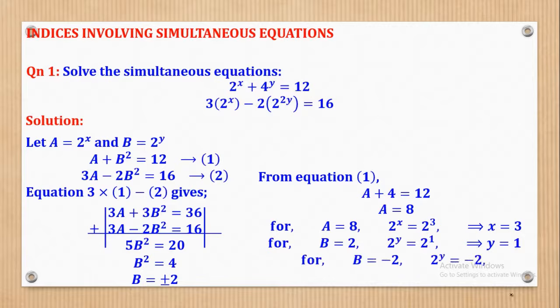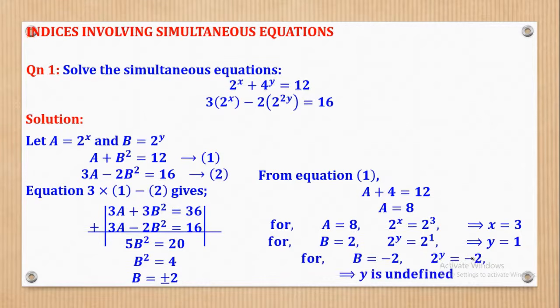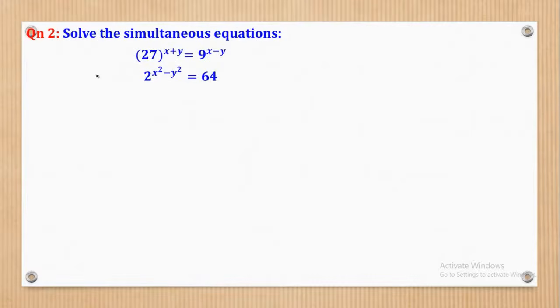What about for b equal to -2? For b equal to -2, you come up with 2 to the power y equal to negative. As long as it's negative, it implies that y is undefined. Then now we shall go to question 2, which says solve the simultaneous equations.